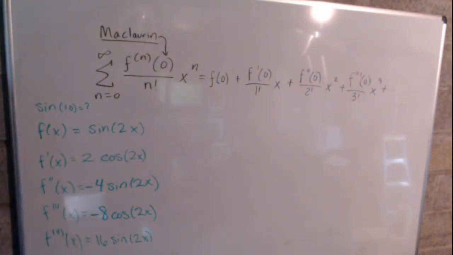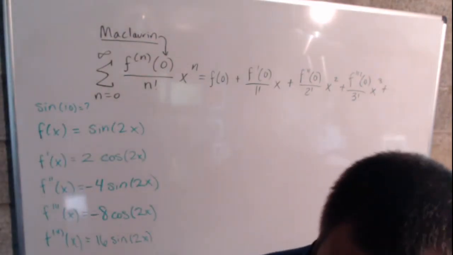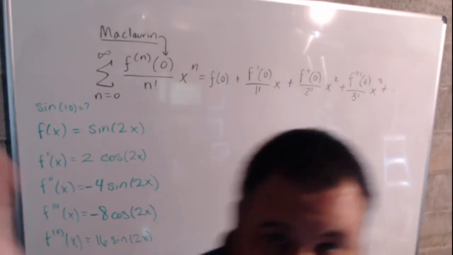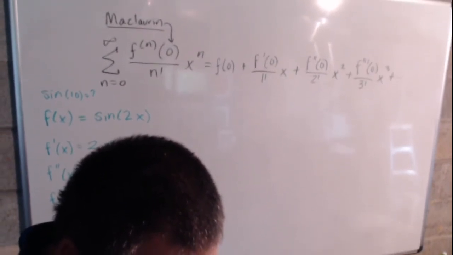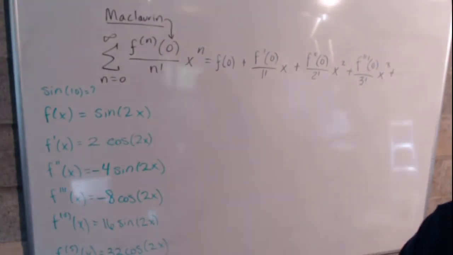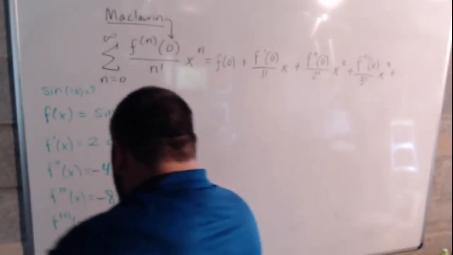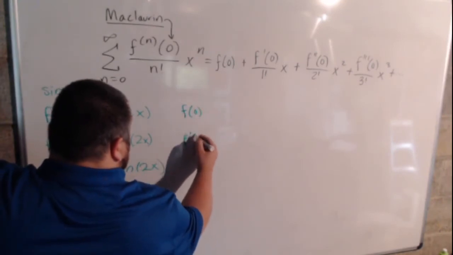Guess I'm off the screen there a little bit. Let me shift it down. So the last term there is 32 cosine 2x. So now we need to find all of the functional values at 0.